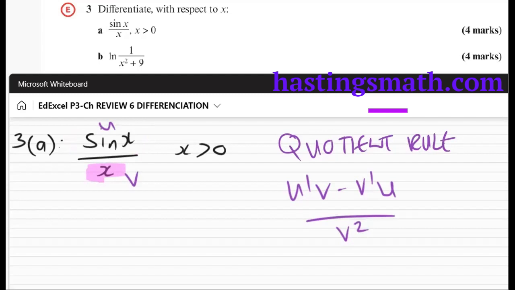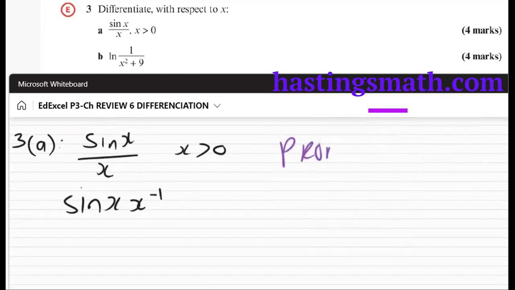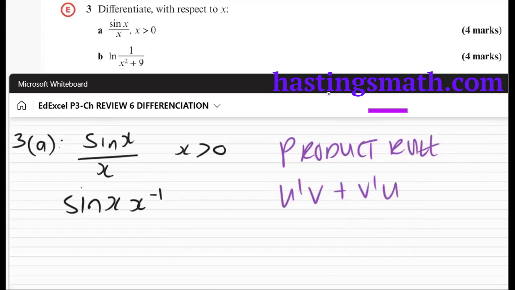What I do is rearrange them and use the product rule. So I always use the product rule. Just to show you that this can work, the way to use the product rule is to make this x to the minus 1. The product rule is u dash v plus v dash u, and it's just easier to remember this way.